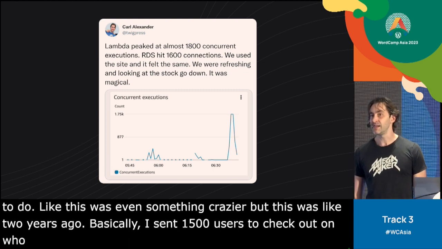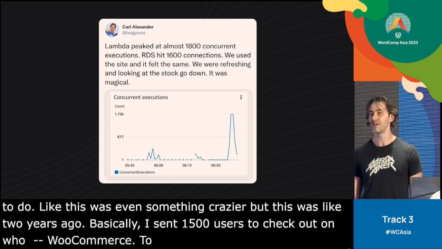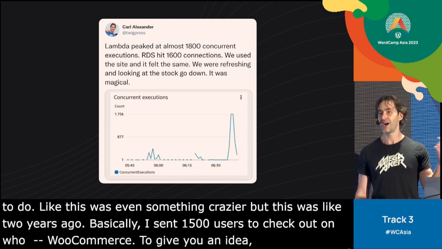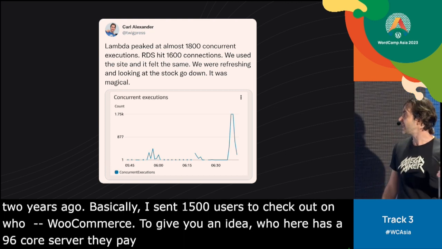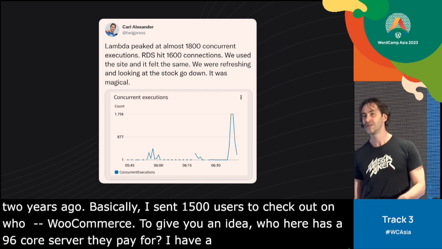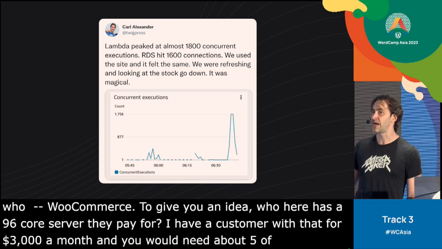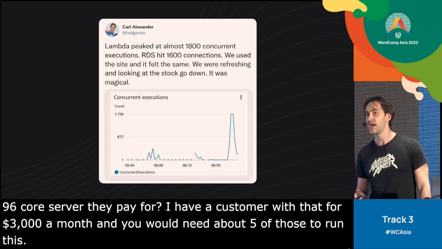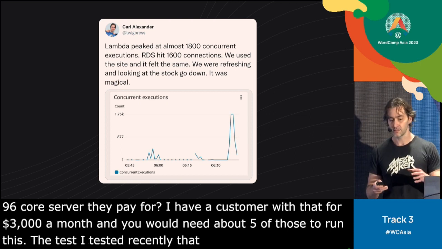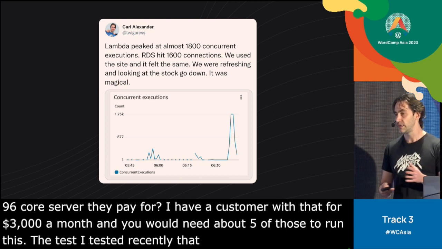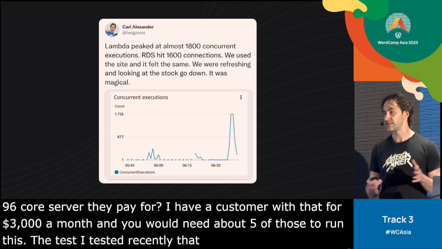To give you an idea, usually if you buy, who here has a 96 core server that they pay for? Okay, well, I have a customer with that. They're $3,000 a month. You would need about five of those to run this. The test I tested recently cost $10. So that kind of scaling is really hard to do even with servers. Kubernetes is fast, but it's not that fast.